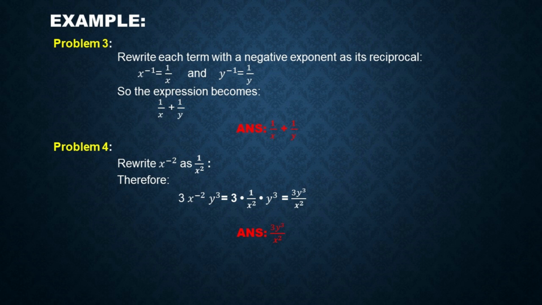In problem number 4, rewrite x raised to negative 2 as 1 over x raised to 2. Simplifying it, 3 multiplied by 1 over x squared, multiplied by y cubed will result in the final answer, which is 3y cubed over x squared.